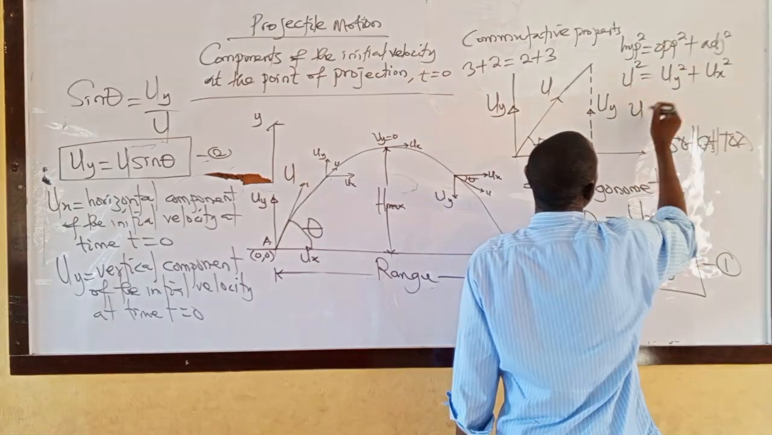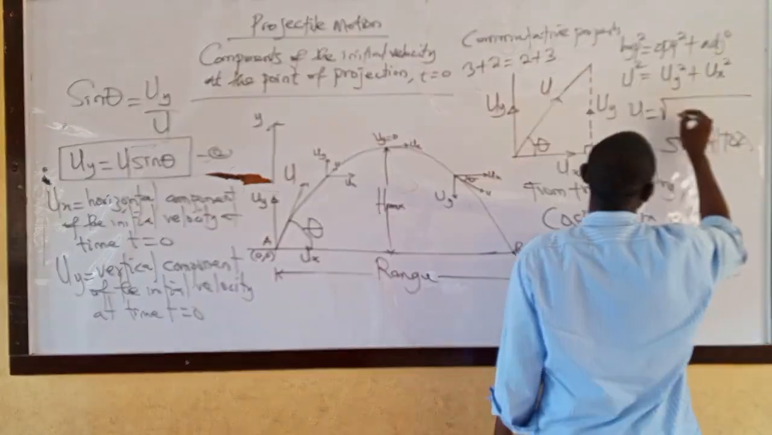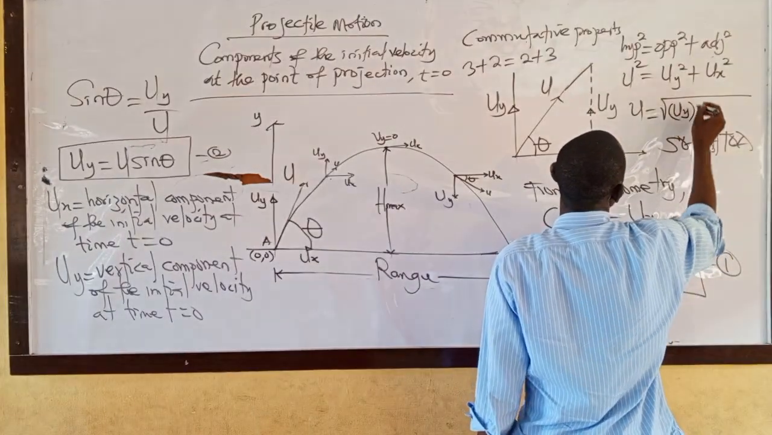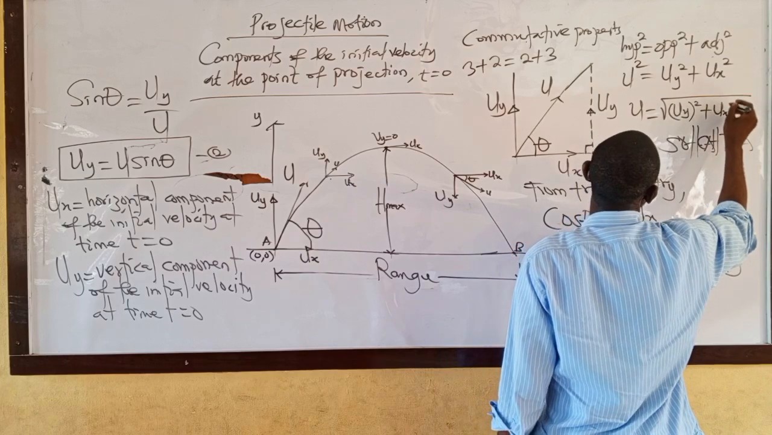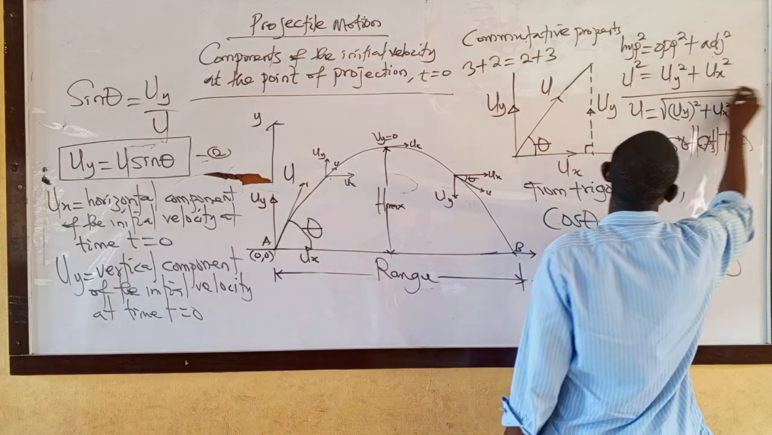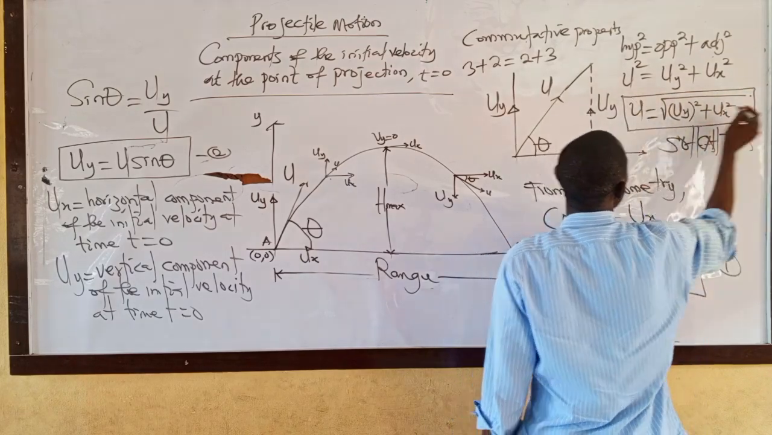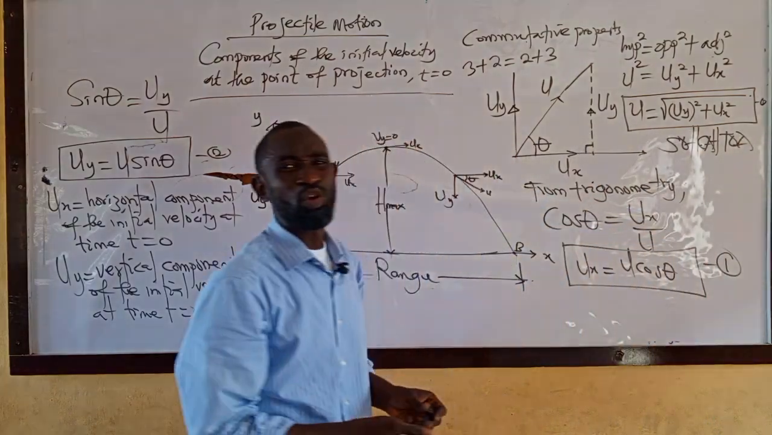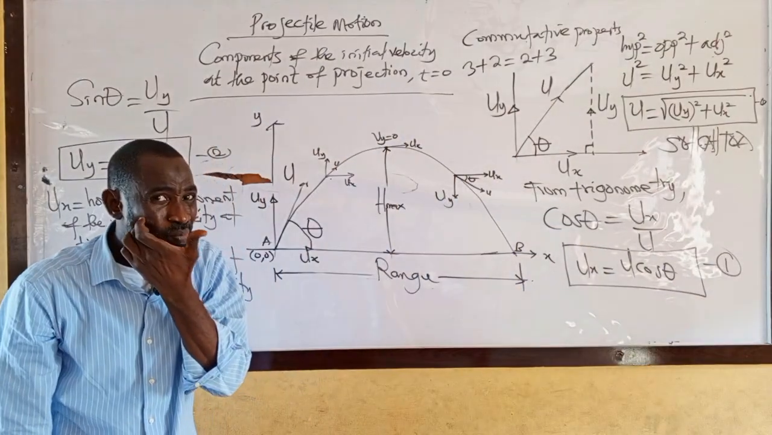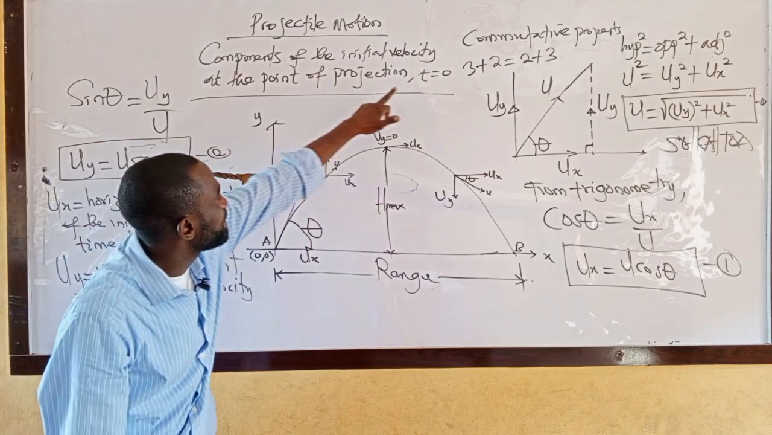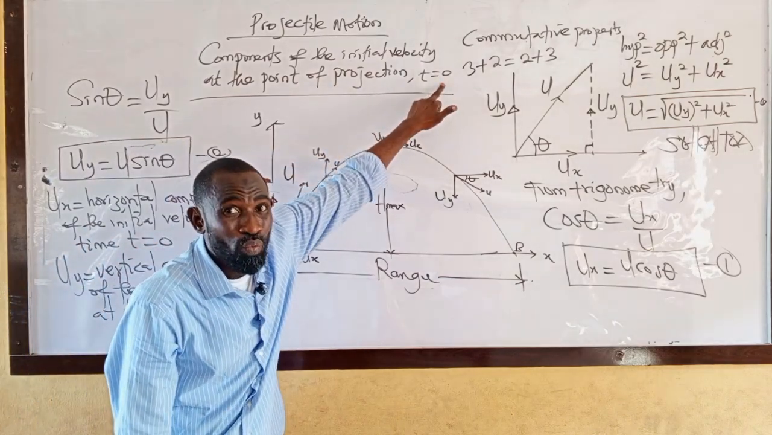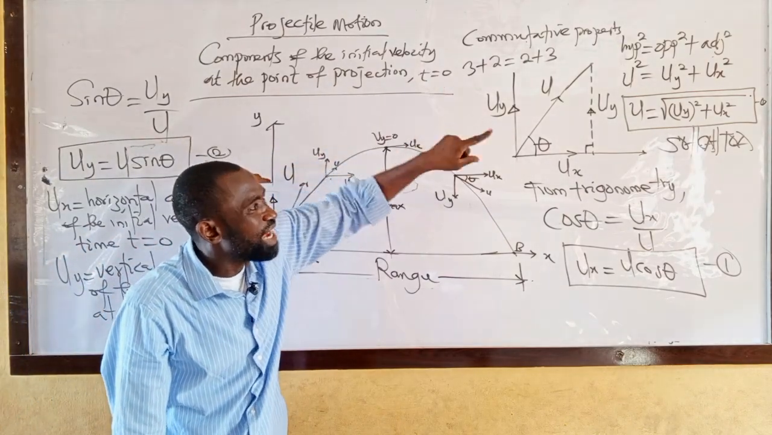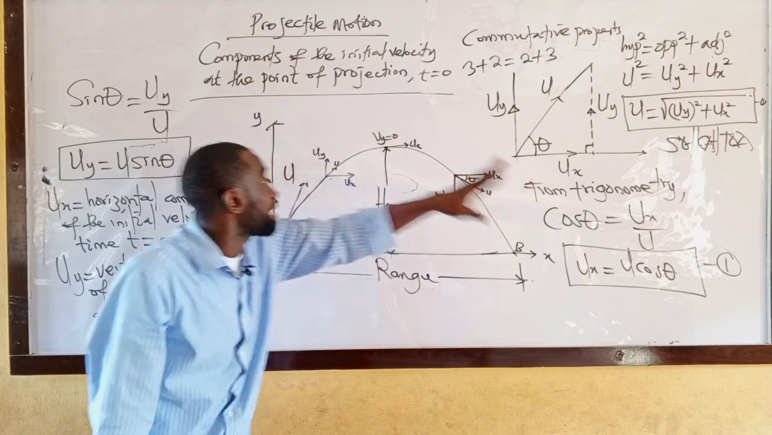So this one is correct. So you are going to have the root of u of y all squared plus u of x all squared, put in brackets. Then this is what we call the resultant velocity, at time t equals 0. Resultant velocity at time t equals 0.